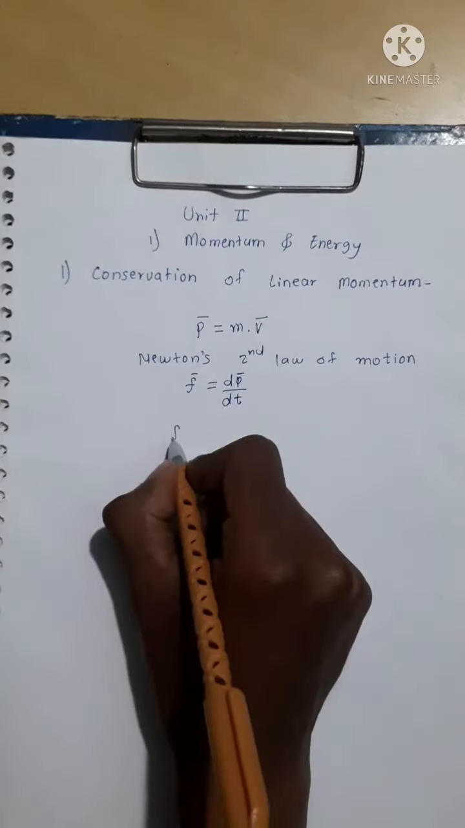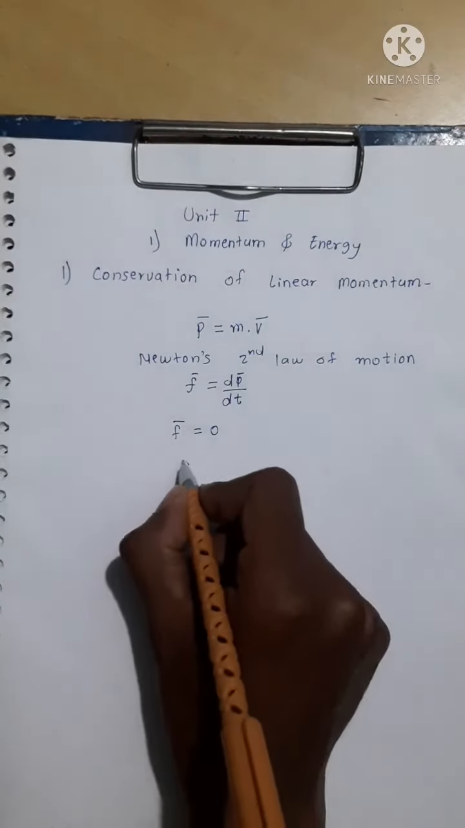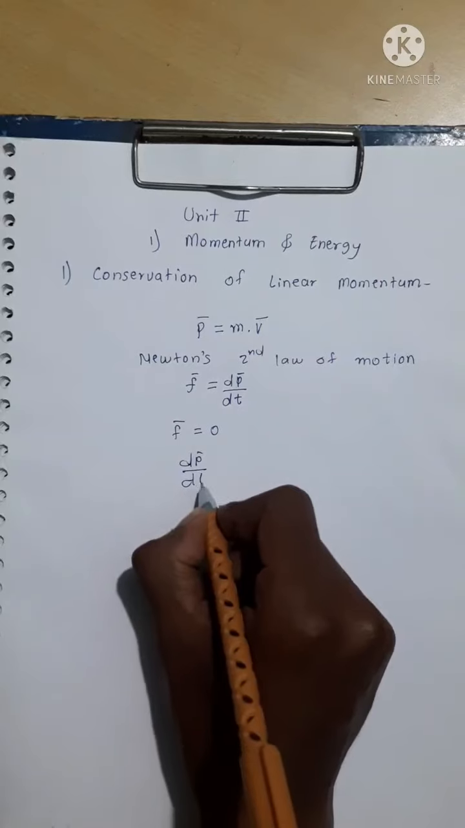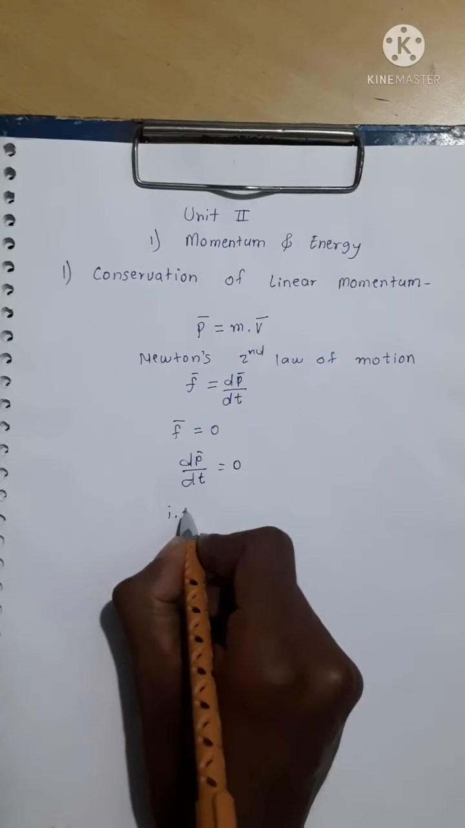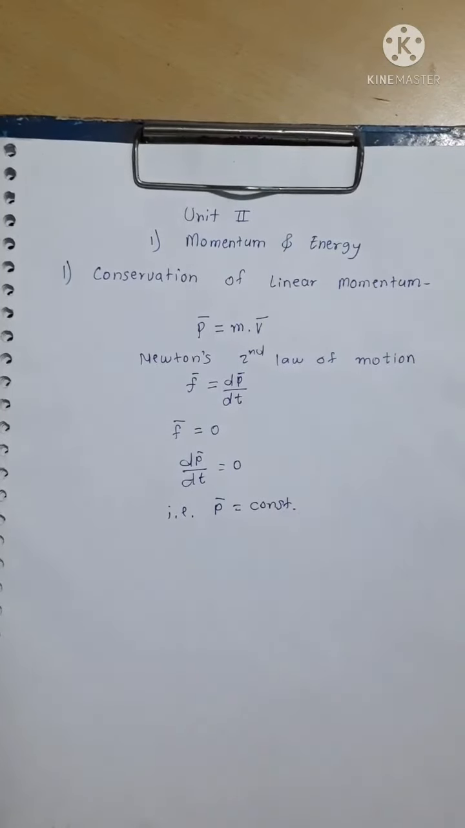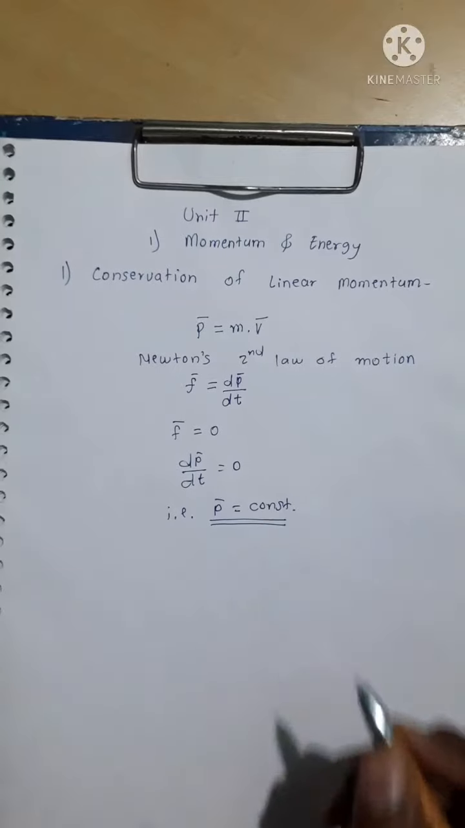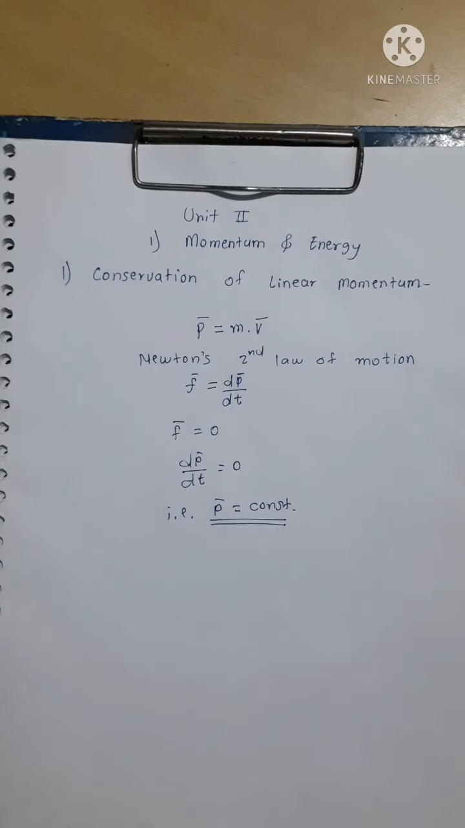Now if F bar, that is the net external force acting on the particle, is 0, that means dP bar by dt is 0. That is, we know P bar is constant. So from this equation we can say if the net external force acting on a particle is 0, then the linear momentum of this particle is conserved. So this is the law of conservation of linear momentum.